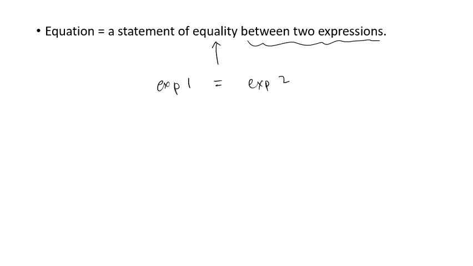So if I have expression one and then expression two, we know that they have the same value. And beyond that, we know that they're interchangeable. So since they have the same value, everywhere I see expression one, I could replace it with expression two and vice versa. They're the same thing.